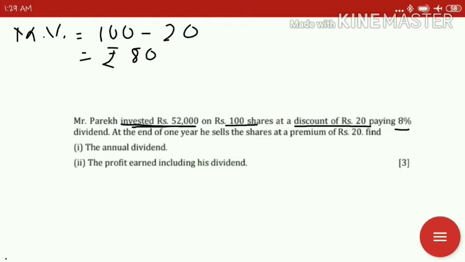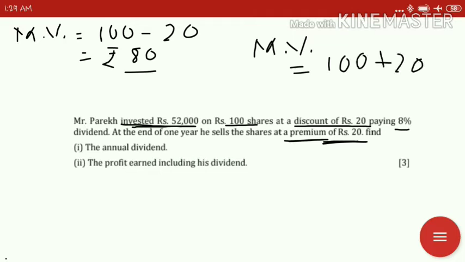At the end of 1 year, he sells the shares at a premium of rupees 20. So when he sold the shares, he sold them at a premium of rupees 20. So you can see that two types of market values are given. One, when he was going to purchase the share, the market value was rupees 80, and when he was going to sell the shares, the market value was rupees 20 at premium. That means that should be added. So 100 plus 20, that means rupees 120. That was the market value.